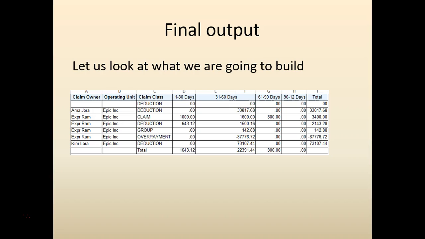So here is the final output that we're going to build. We are going to have an output something similar to this. We're going to have a claim owner, operating unit, a class, and the buckets where we're going to have the report in this tabular format. So let's go ahead and start.